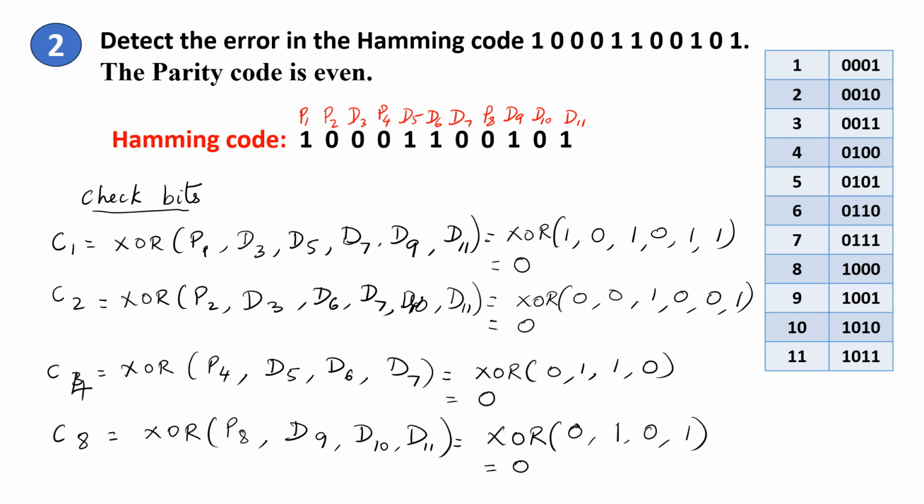So now the check bit C is equal to C8, C4, C2 and C1. So C8 is 0, C4 is 0, C2 is 0, C1 is 0. So when C is equal to 0, 0, 0, 0, the meaning is there is no error. The Hamming code is correct. So there is no error in the Hamming code.